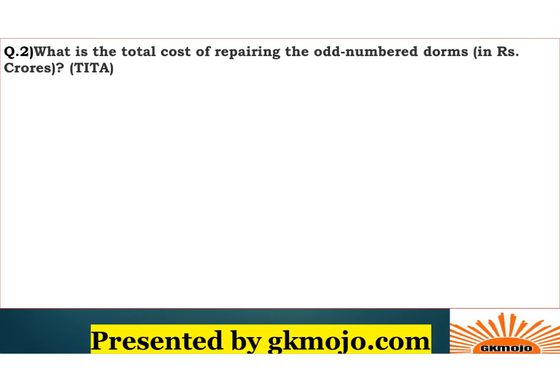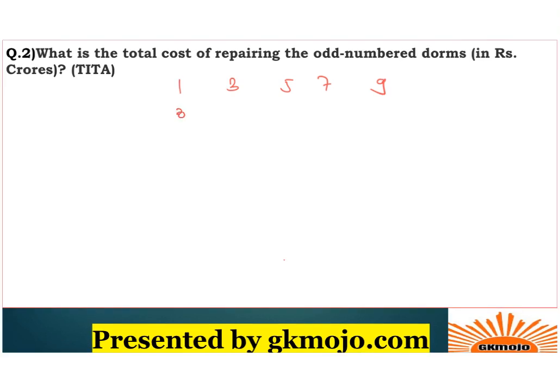Next question: what is the total cost of repairing the odd numbered DOMs in crores? Alright, so what were the odd numbered DOMs? 1, 3, 5, 7, 9. Alright, so DOM number 1 and 3 were present in the 3 crore bracket. So 3 crores over here, 3 crore over here, right? 5 and 9 were 3 crore or 4 crore, right?